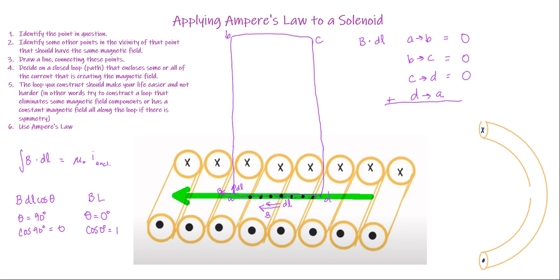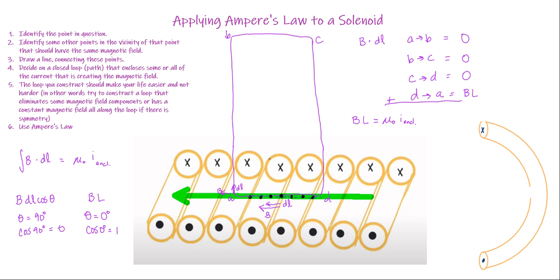Now that would be me calling the length D to A a value of L, but you could call it something else like X or whatever you want to call it. So we have B times L. So what I've done here is I've essentially found each segment's contribution to this dot product. Okay, now I can set it equal to what's over here on the right. So we have B times L equals mu naught times I enclosed.